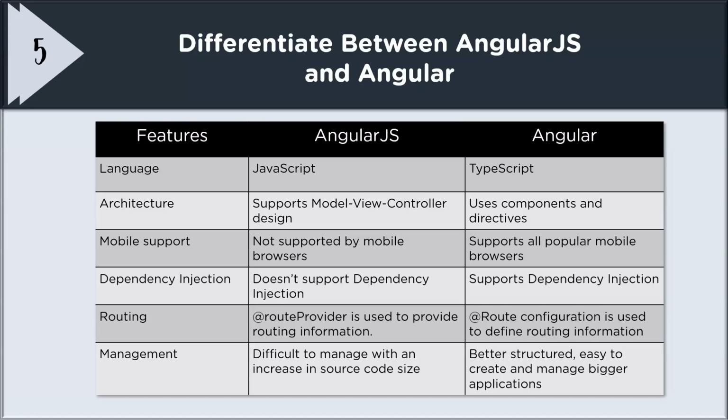AngularJS is not supported by mobile browsers while Angular supports all mobile browsers. AngularJS does not support dependency injection while Angular does. When it comes to routing, @routeProvider is used to provide routing information in the case of AngularJS, and in the case of Angular, @Route configuration is used to define routing information. When it comes to management, AngularJS is difficult to manage with an increase in source code size, while Angular is better structured, easy to create, and can manage bigger applications.